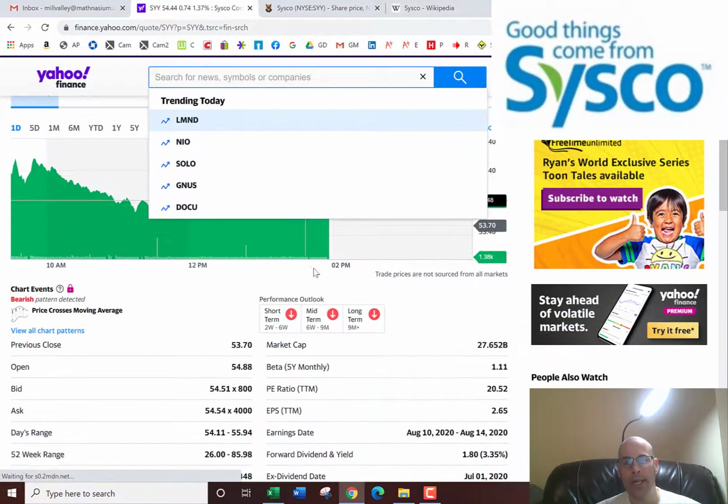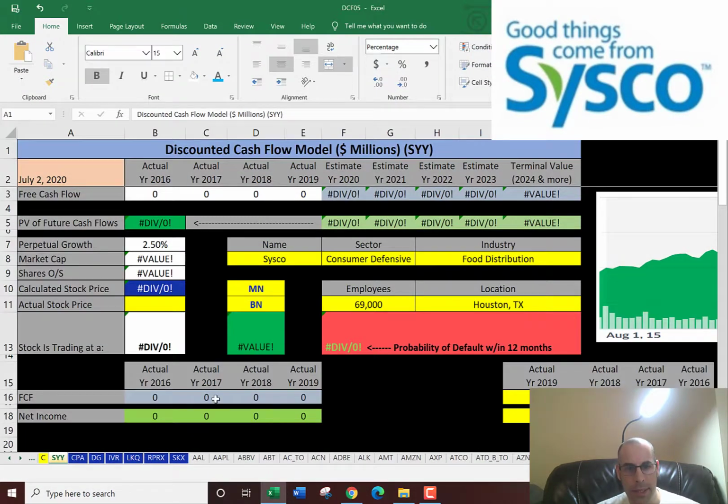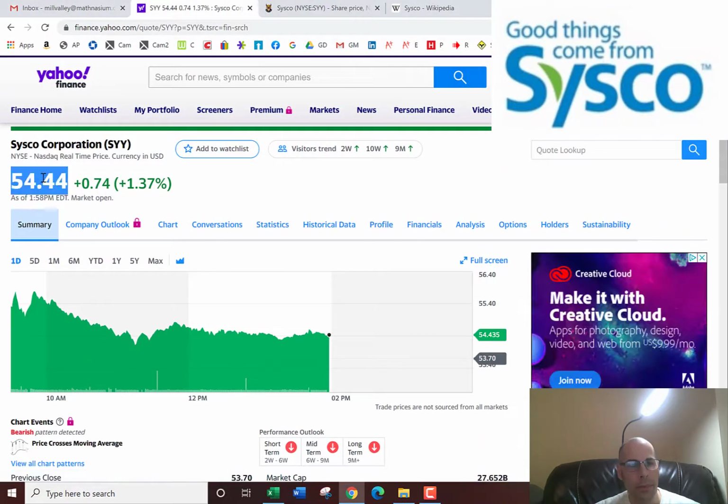So Sysco has a market cap of $27.65 billion, and that's the value of the company according to the stock market. And they're trading at $54.44.